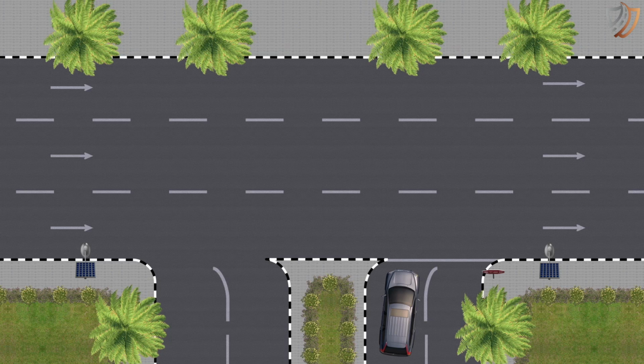After completing the turn, check mirrors, cancel the signal, and increase speed quickly to match with the traffic stream on the road. If motorists are planning to make a left or U-turn from the junction ahead, they must use the left indicator and may directly move into the extreme left lane, considering all necessary checks.